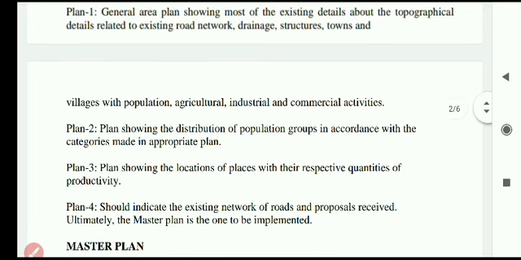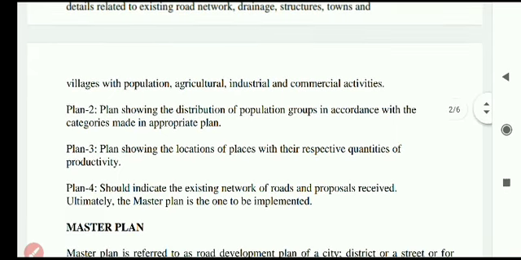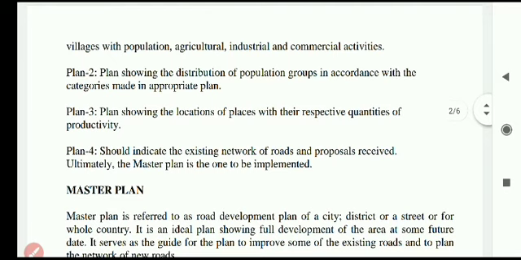Under plan 3, the plan shows the location of the places with their respective quantities of productivity. Means industrial, commercial areas are shown here, production areas are shown here. In the second plan, population aspects are considered and population details are shown, whereas in plan 3, production areas are shown with the quantities. Fourth, that is plan 4, should indicate the existing road network, or the network of the roads, and proposals received. Ultimately, the master plan is the one to be implemented. After showing the road network and everything, the next step is implementation of the master plan.